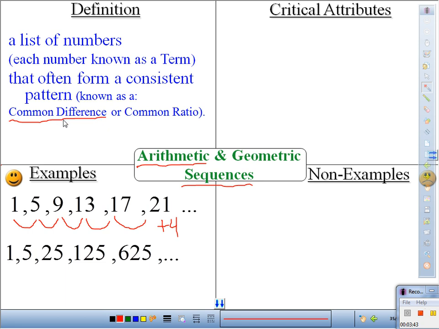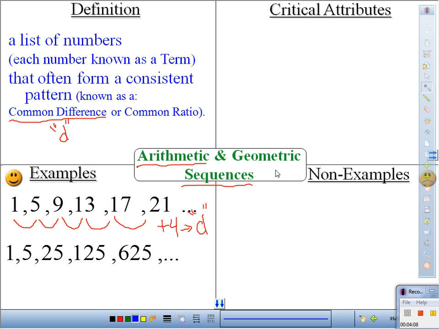And notice the word difference starts with the letter what? D. And why am I putting it in quotations? Because the letter D is what we use for the formula that you memorized, right? Good. So here the difference, or the D, is positive 4.